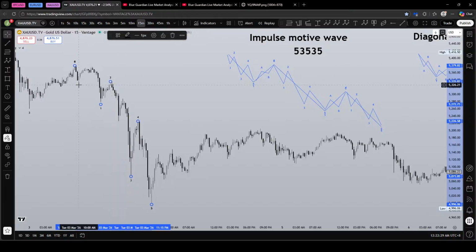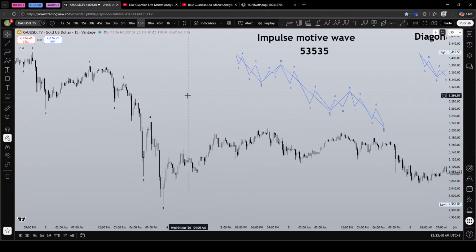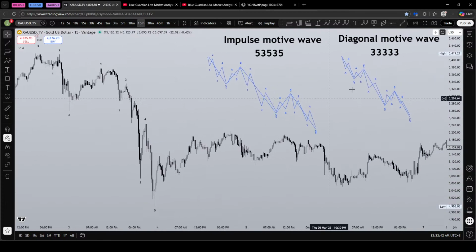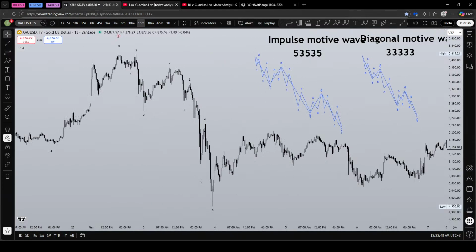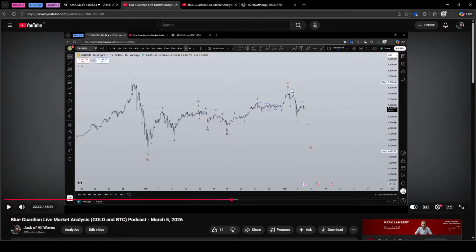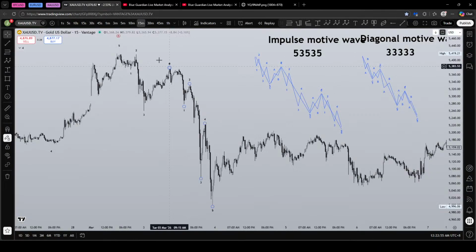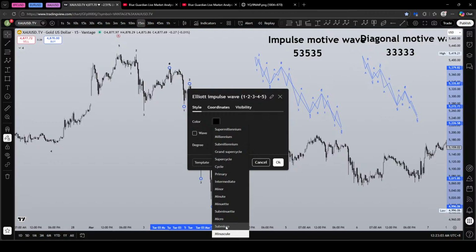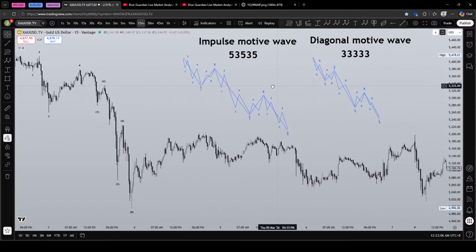So this is the ABC, the first ABC. The second set of ABC is ABC again. And then the third set of ABC is ABC again. So since this will satisfy the wave counting of a diagonal motive wave, then from this structure 1, 2, 3, 4, 5 originally from my original analysis, we will now change this into 1, 2, 3, 4, where the fifth wave here is a diagonal motive wave.